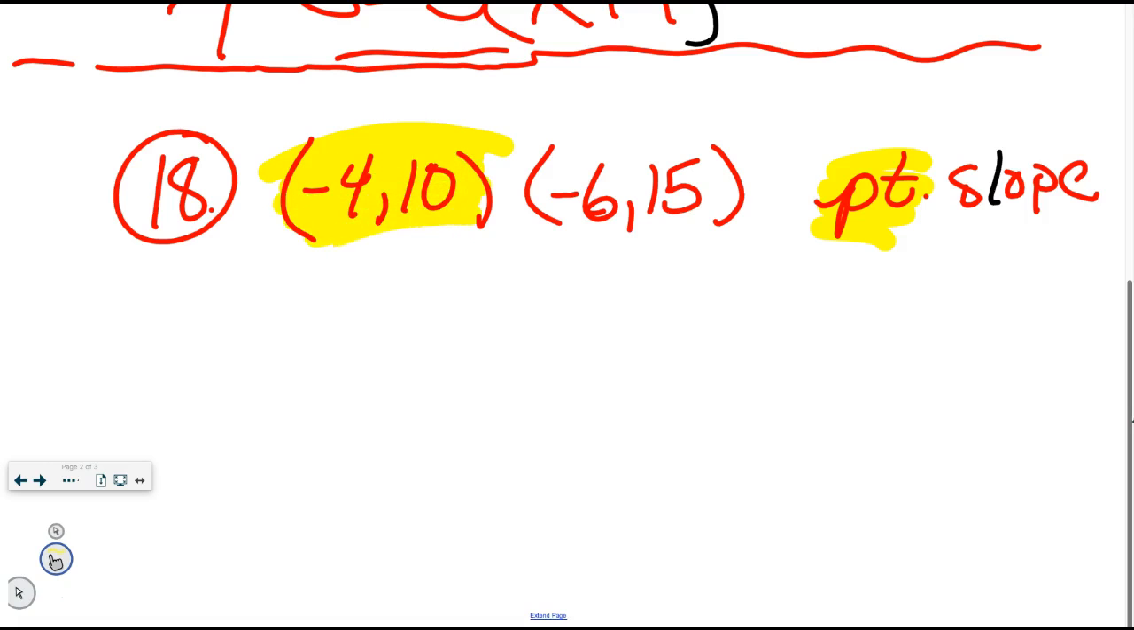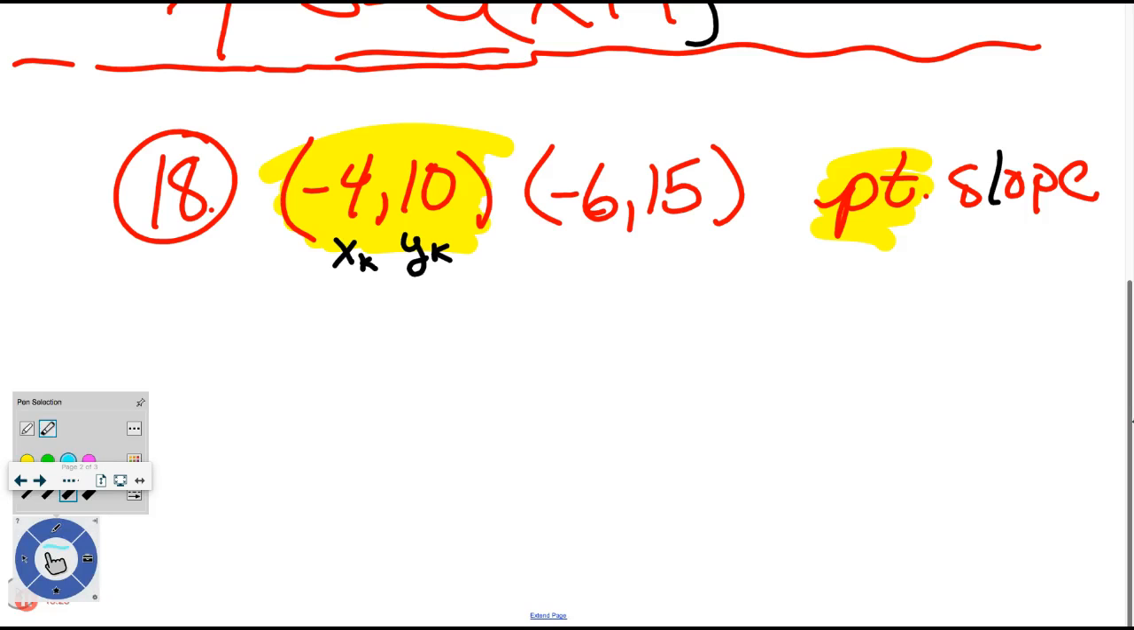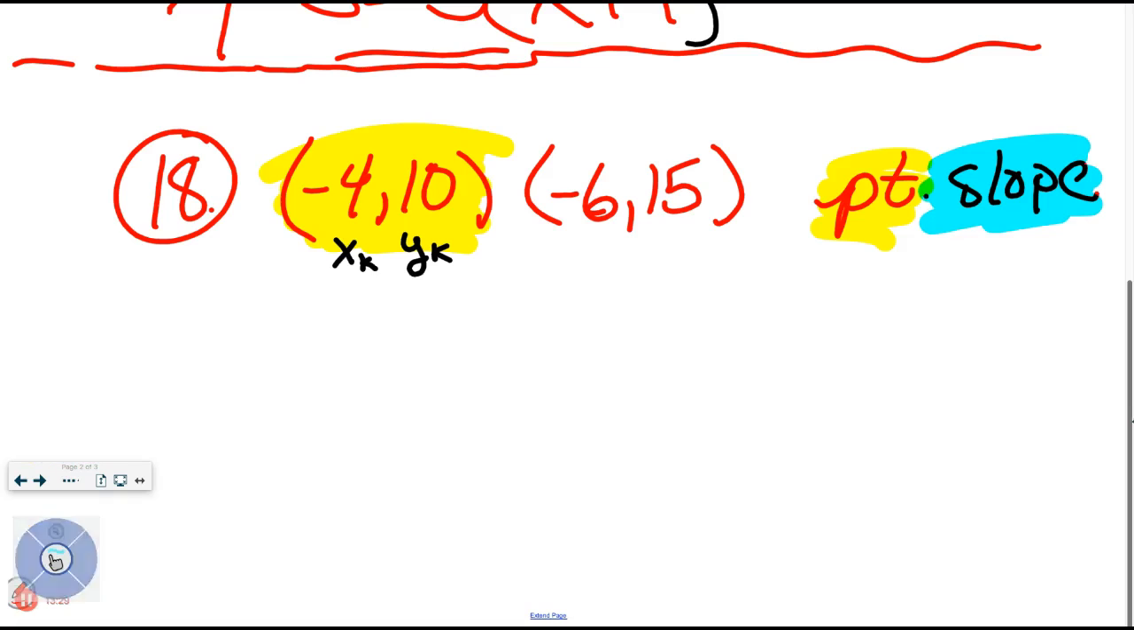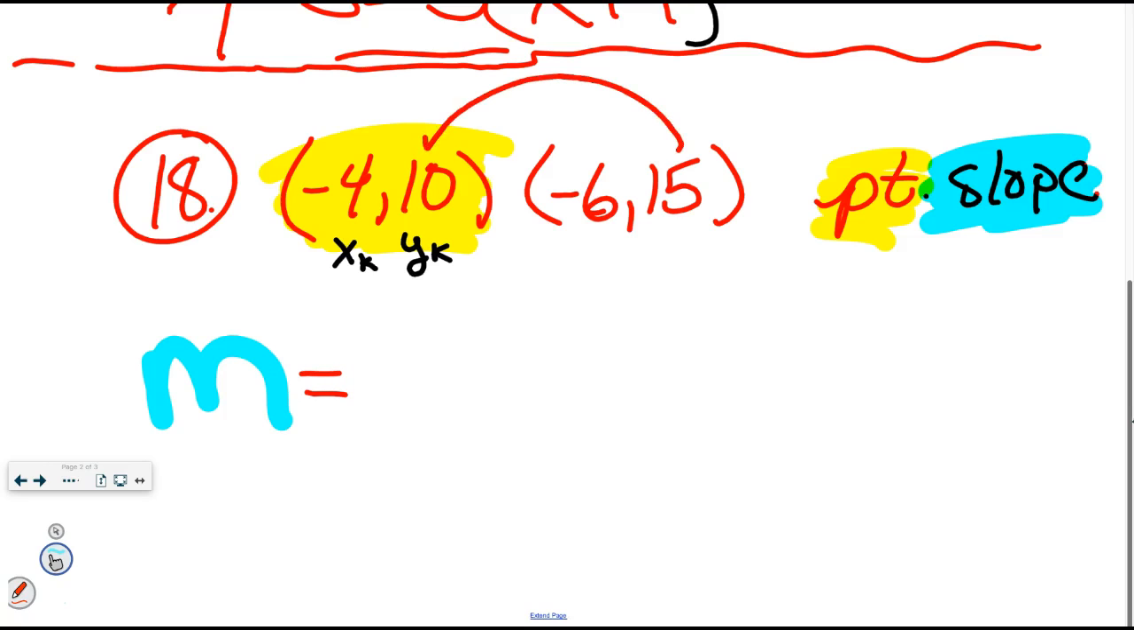I'm going to have this one be my point that has an X that I know and a Y that I know. Some people call it X1, Y1, X2, Y2. It really doesn't matter, but pick one, and that's the one you know. But what we don't know is the slope. So we have to go back to the first section and use our formula to figure out the slope. I've got my point in yellow, but I need to get my slope, and we'll do it in blue. To do slope, you do y2 minus y1, 15 minus 10, over x2 minus x1.